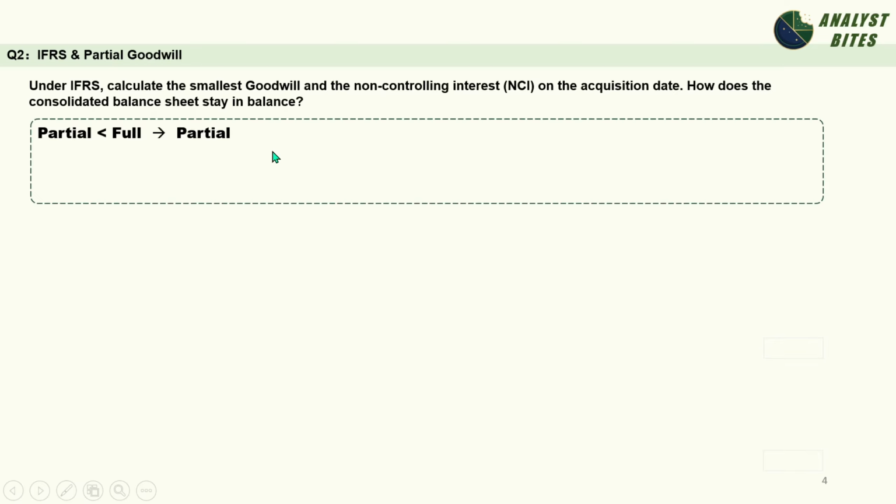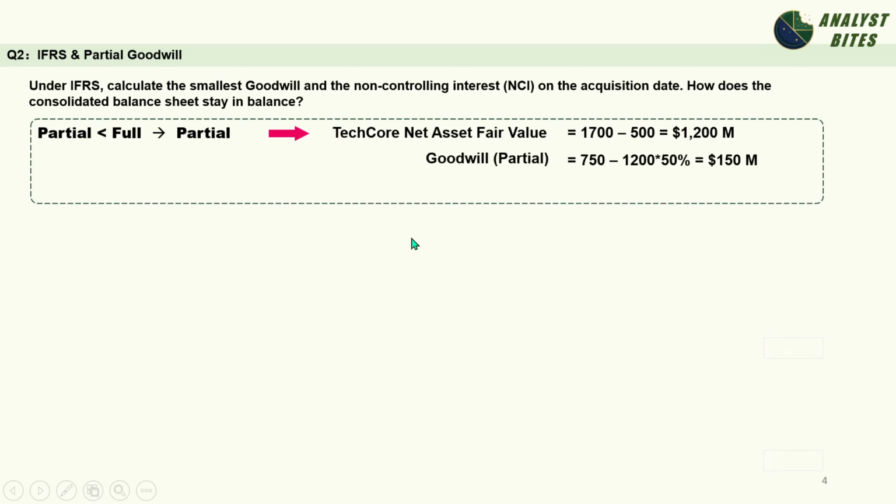The logic here is actually identical to the equity method. First, we look at the fair value of the subsidiary's net assets. Assets minus liabilities, which is 1,200 million. Since the parent only bought a 50% stake, only half of that 1,200 million, which is 600 million, belongs to us. The amount the parent paid in excess of our share is the goodwill we are looking for, which is 150 million.